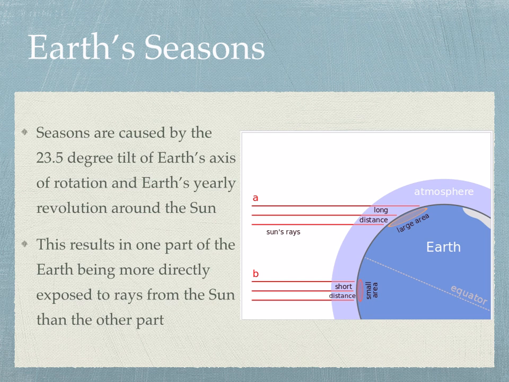The part tilted away from the Sun experiences a cool season, while the part tilted toward the Sun experiences a warm season. Seasons change as the Earth continues its revolution, causing the hemisphere tilted away from or towards the Sun to change accordingly. When it is winter in the northern hemisphere, it is summer in the southern hemisphere, and vice versa.